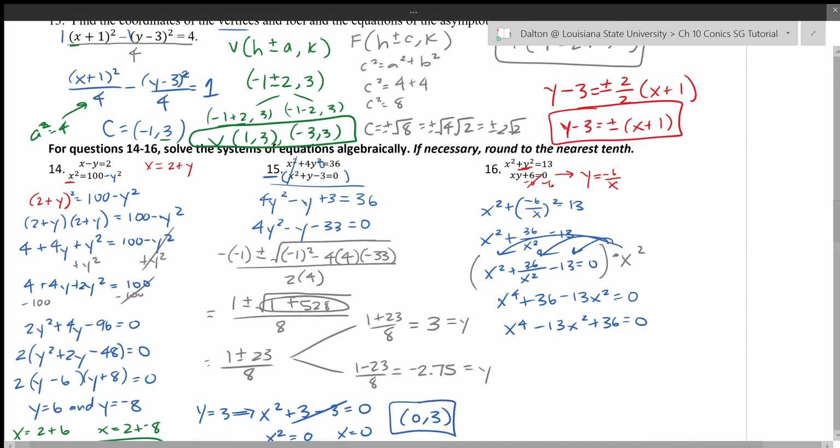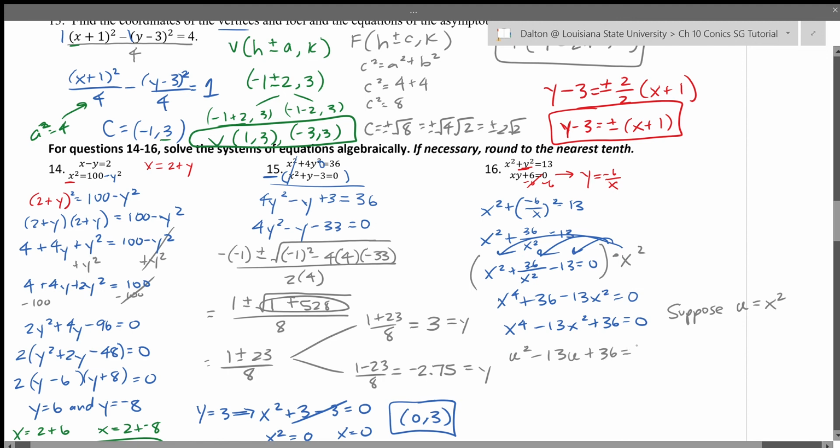It's kind of like a quadratic, but not quite. My exponents are 2 more than what they should be. So this is where we're going to use u substitution. We're going to suppose u is equal to x squared. So if u is equal to x squared and I have x to the 4th power, then this would be u squared minus 13 times x squared, literally it's just u, plus 36 is equal to 0.